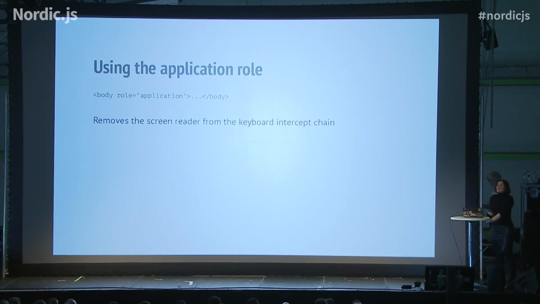It says very simply that we need to treat this like an application, and so we need to limit the navigability that the screen reader user has. So when you use the application role, what you're doing is stripping the screen reader of any ability to navigate and interact with the content. As developers, we have to provide it all through JavaScript, every single last little piece of it.